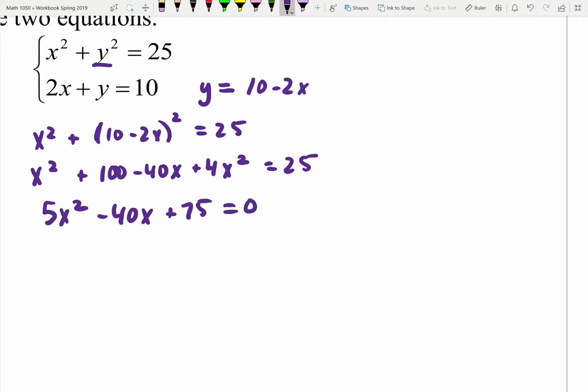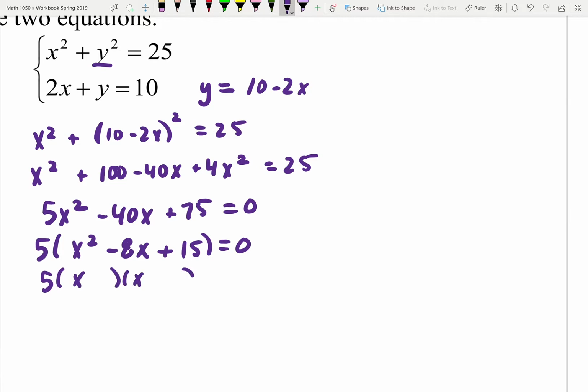Okay. What would you do next right here? Can someone tell me? What can you do to simplify it? Take out a 5. Yeah. Let's take out a 5 and you're left with x squared minus 8x plus 15 equals 0. And then that factors, so it goes to an x and an x. Signs are the same, they're both negative. 5 and 3 multiply to give me 15 and add to give me 8.